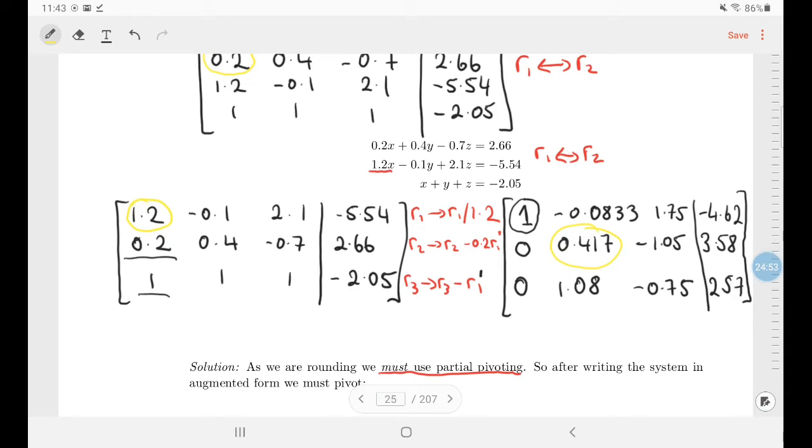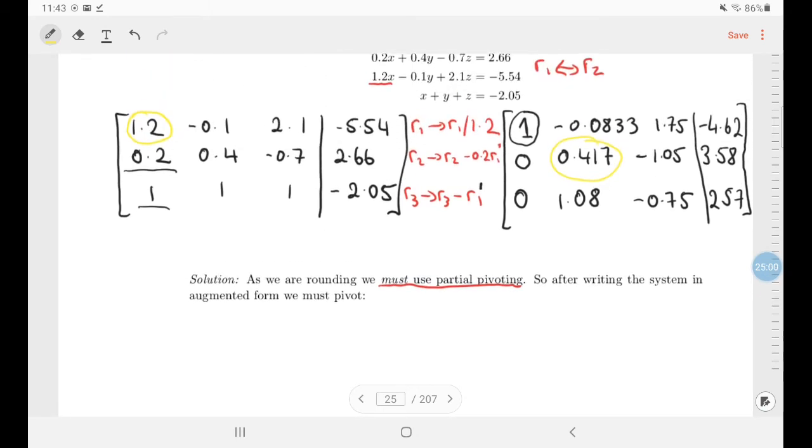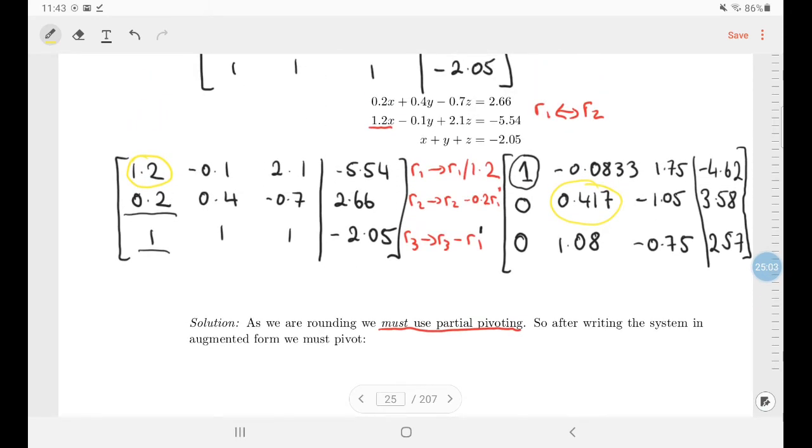I'll explain why I'm a bit worried, because when I look down here, it says it wasn't necessary here, but it might have been necessary to pivot the second row as well. I'm not sure what actually happened here. Did I put them in order last time? There's no real need. You could have put them in order, in other words 1.2, 1 and 0.2, and then it worked out, but it also might not have. So my advice is not to bother putting them in order. It just turns out you have to swap them here.